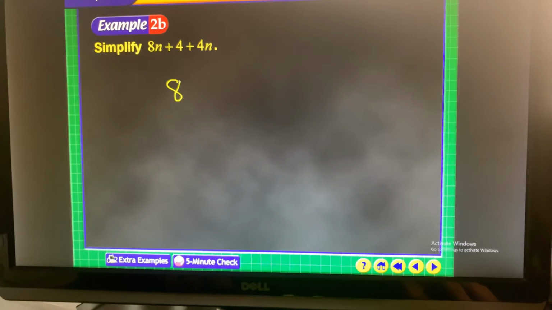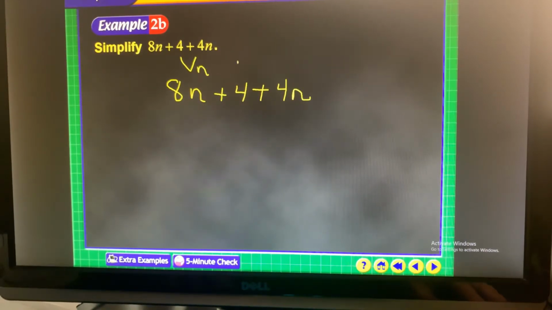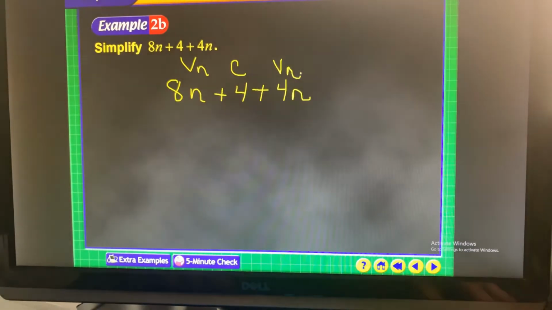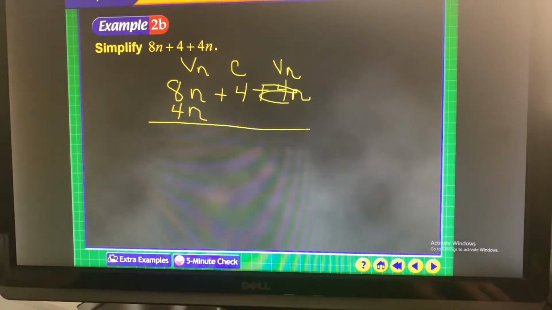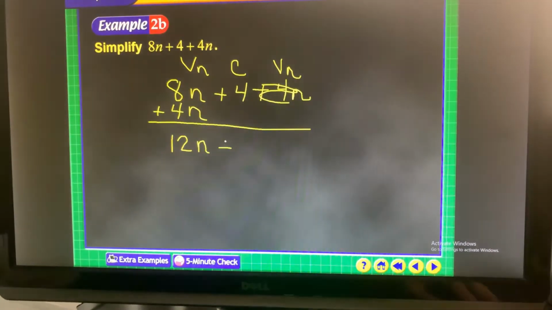So I have 8n plus 4 plus 4n. You have variable n, constant, variable n. Okay, so now I'm going to show you something else. I really like stacking, especially when you get to algebra and systems of equations. Stacking is the smartest thing for you to do. So you see your like terms, and I always stack what I have more of on top. Then I add, and I get 12n plus 4.